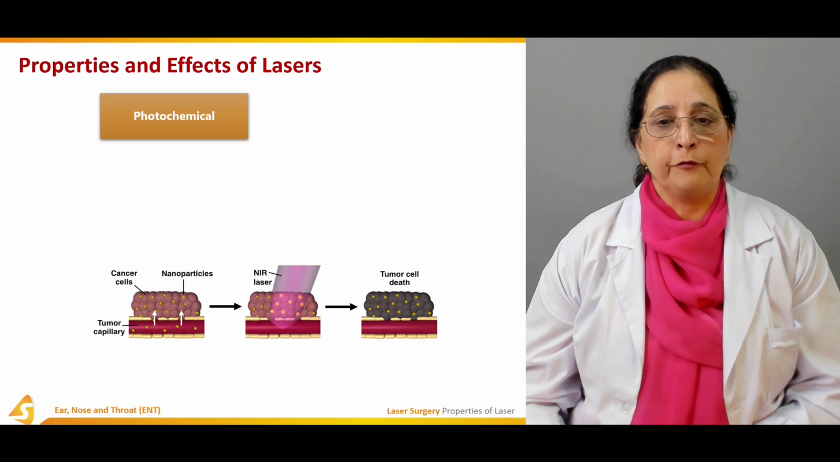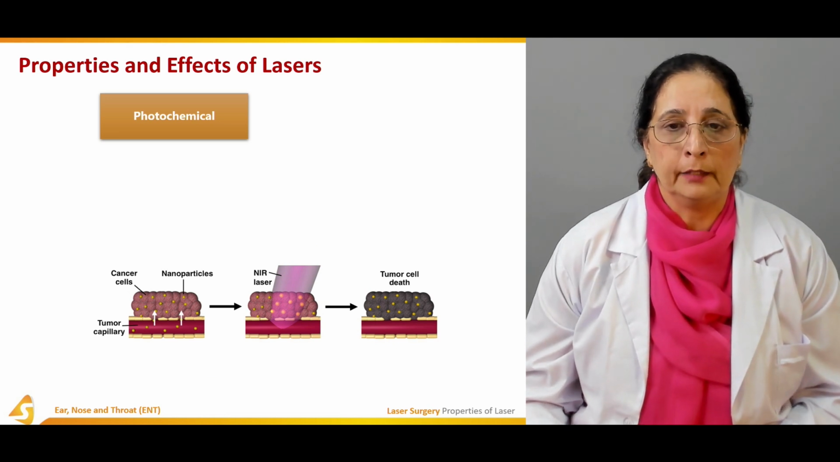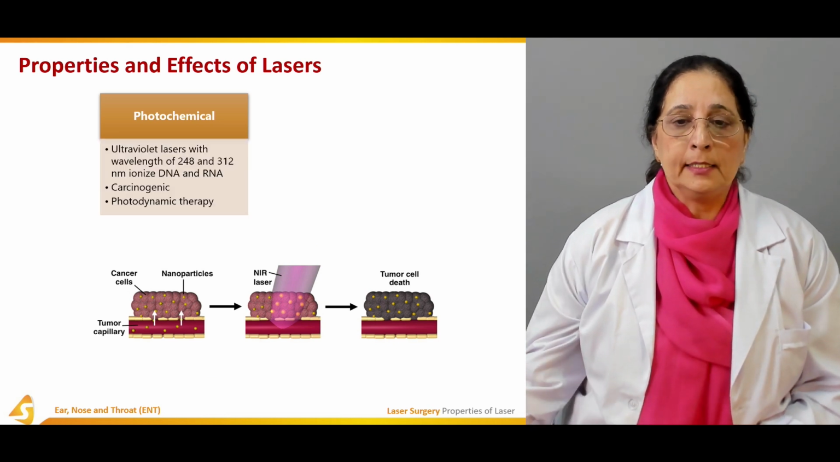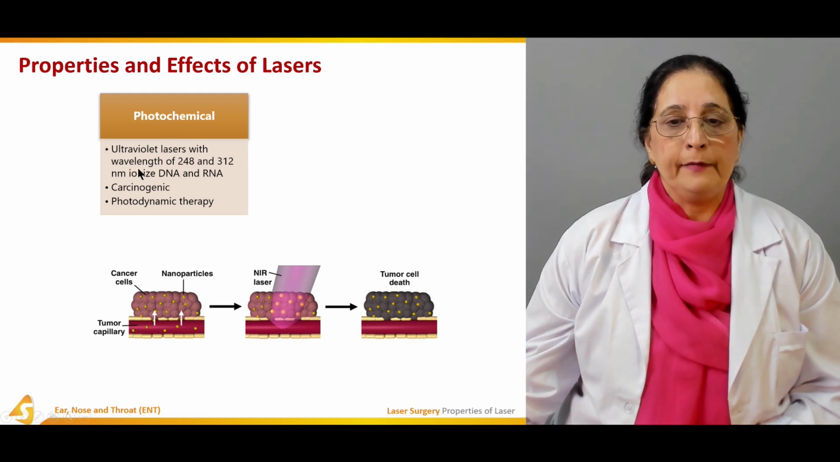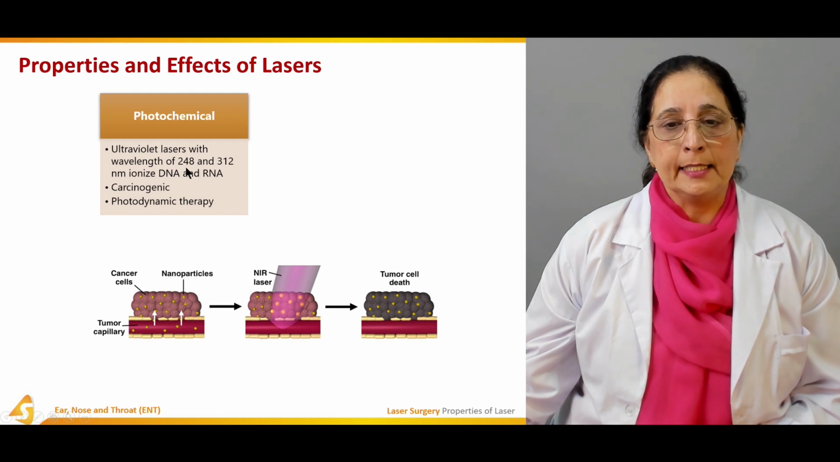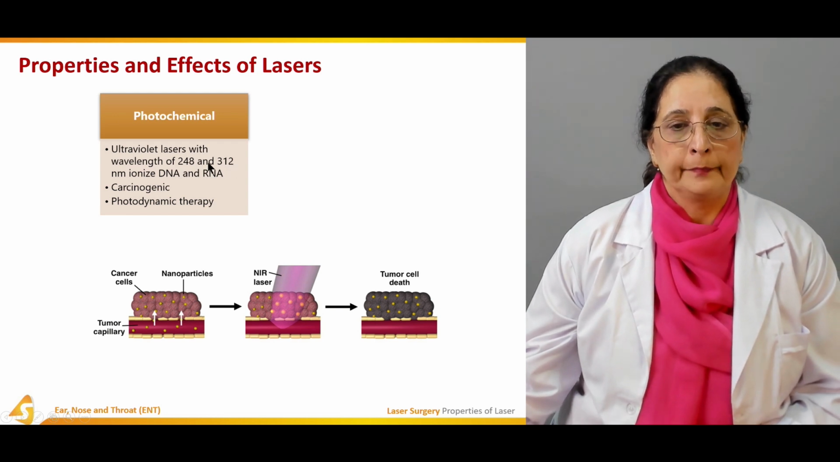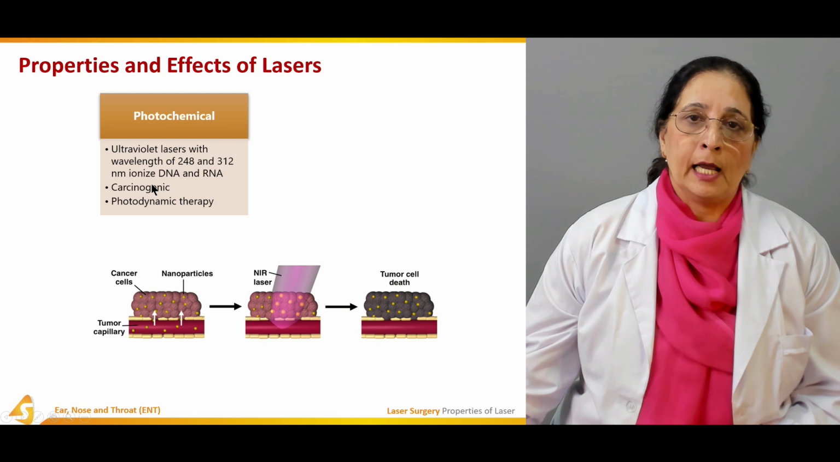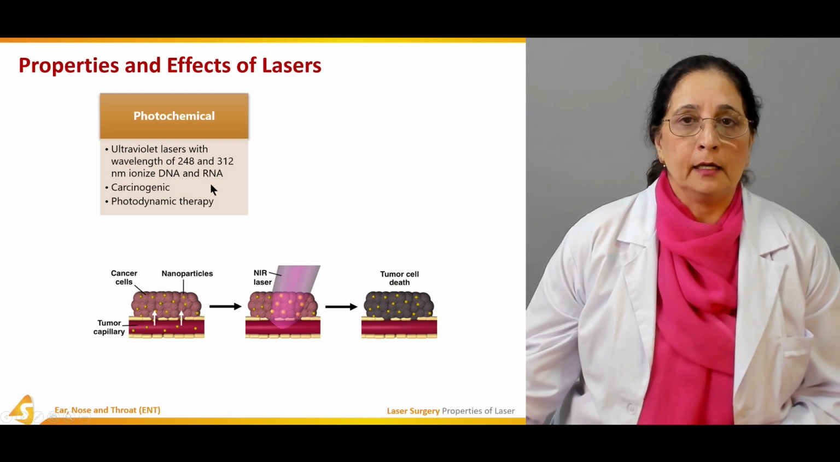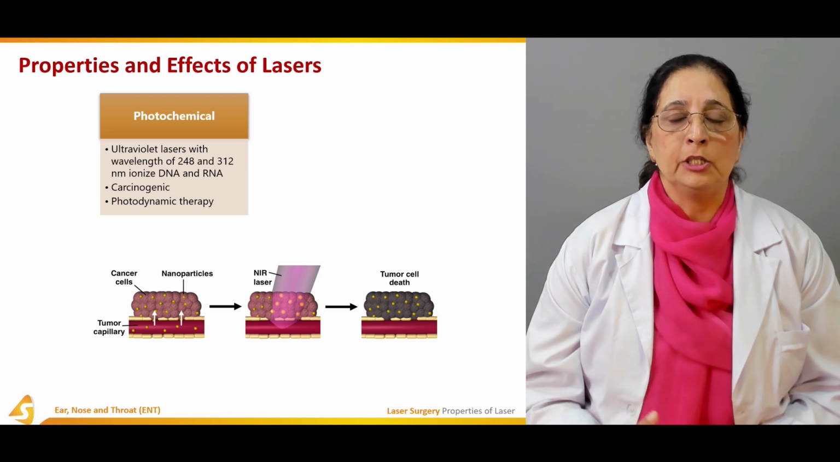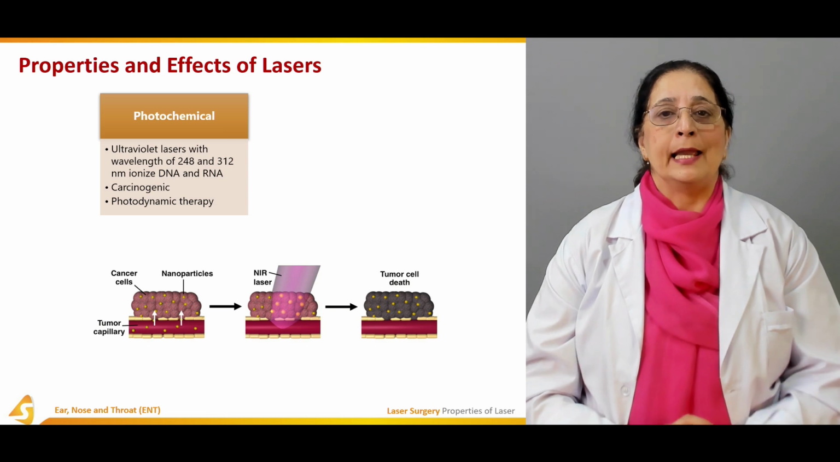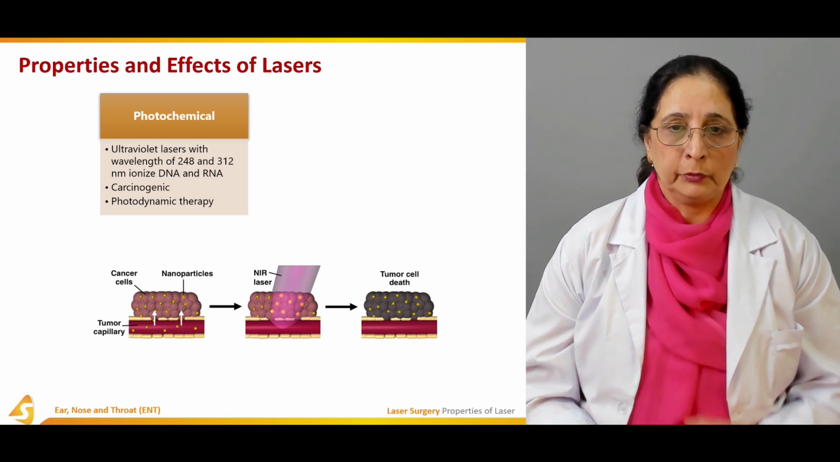Next, we have the photochemical effect of the laser, and these are ultraviolet lasers with wavelengths of 248 and 312 nanometers, and they ionize DNA and RNA. They are carcinogenic. They have the ability to cause cancer, and they are used in photodynamic therapy. So that is photochemical.